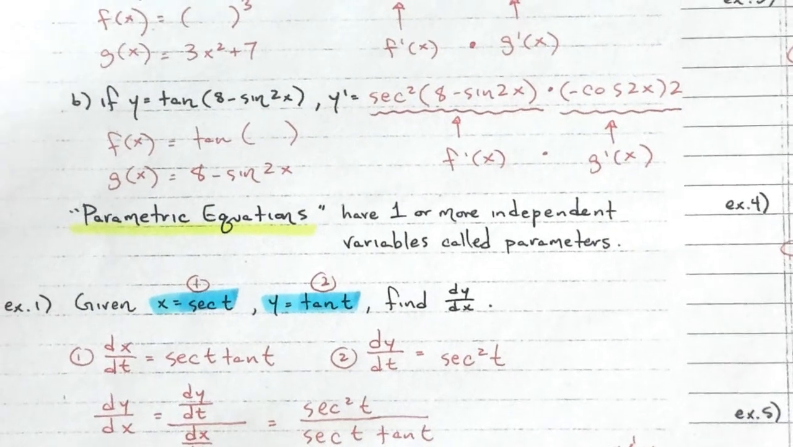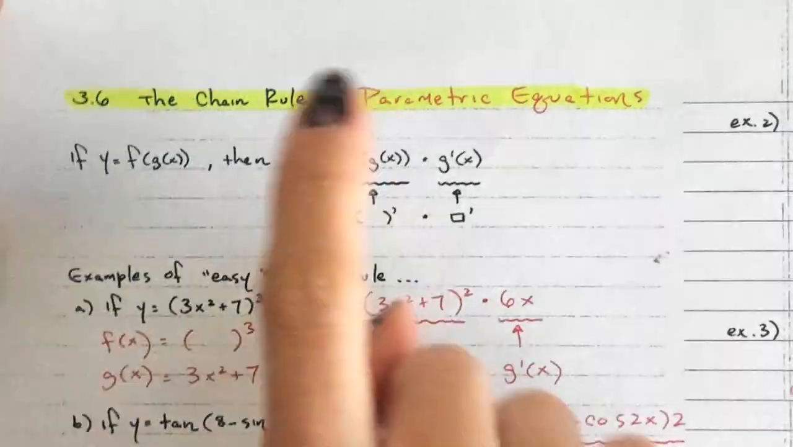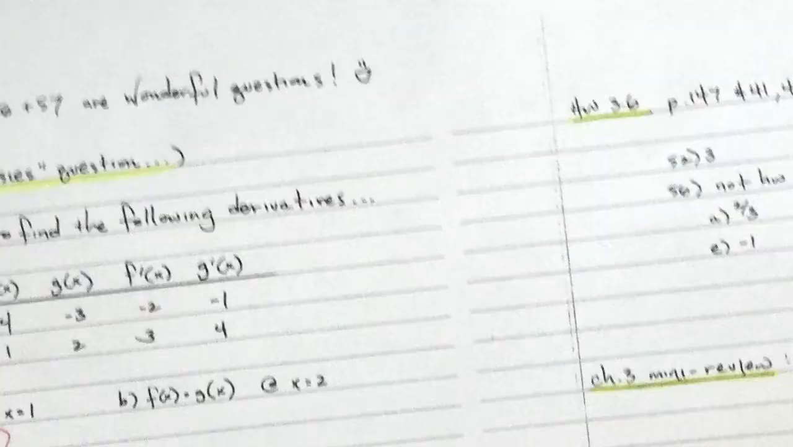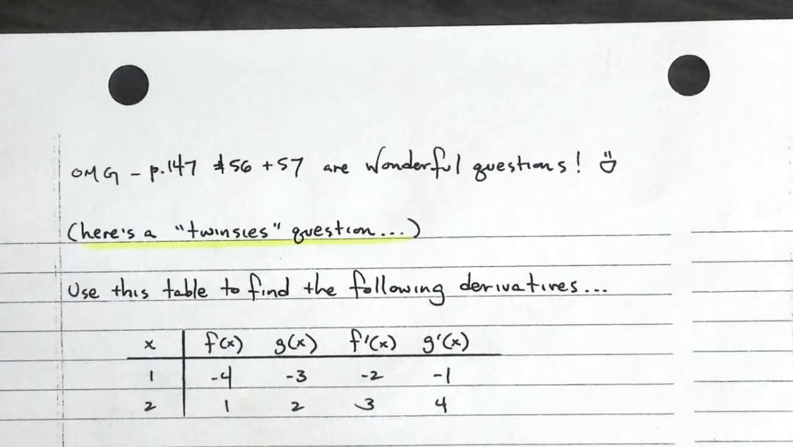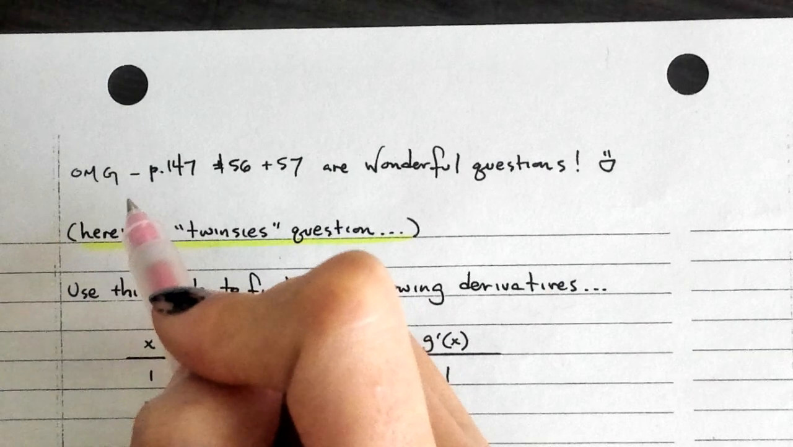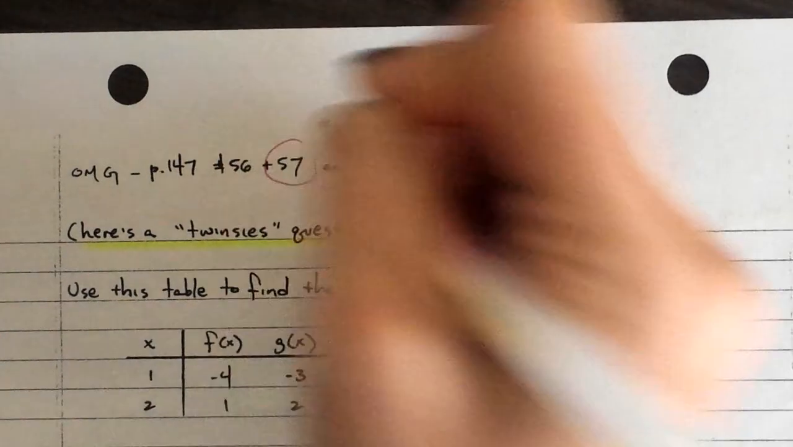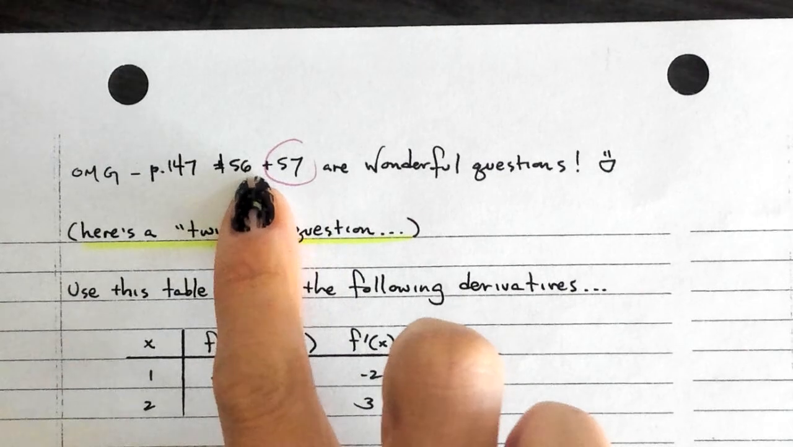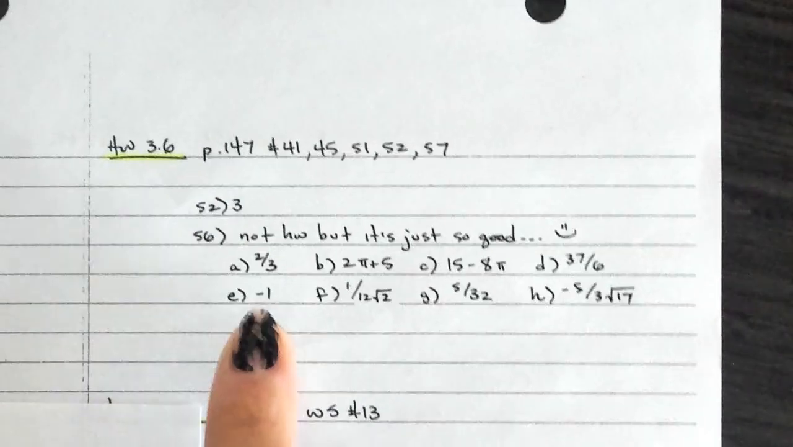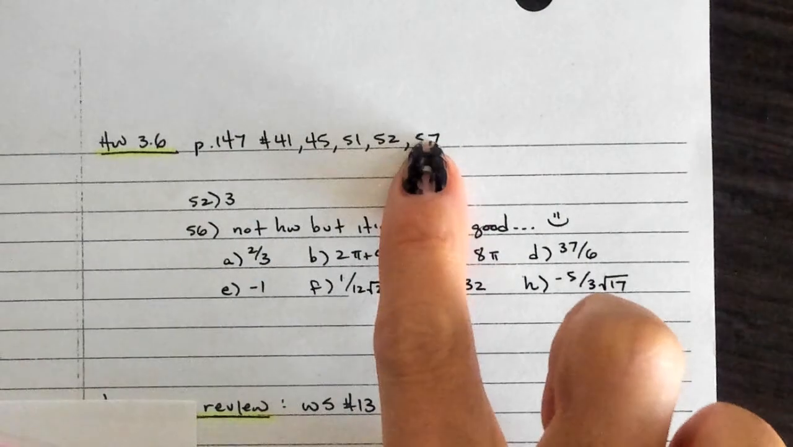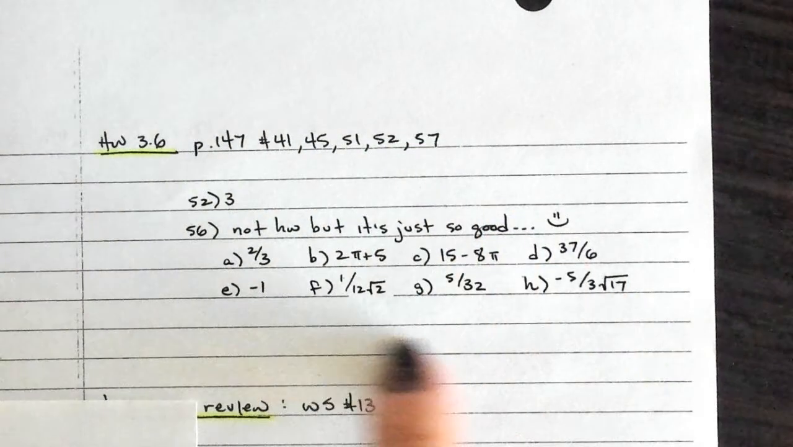But the ones that I also really, really like are these chain rules. And the chain rule, I'm going to give you some examples on the back. So on the back, I'm going to say, OMG, seriously, these are awesome problems. This is a homework problem. This, I gave you the answer for, even though it's not a homework. See, 56 is not a homework problem, but it's so good.